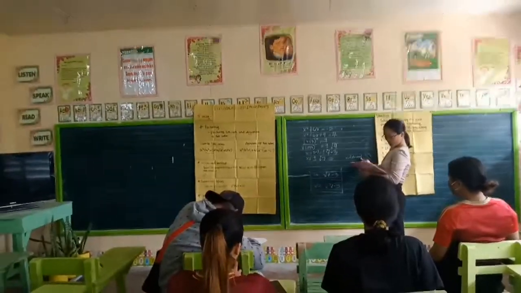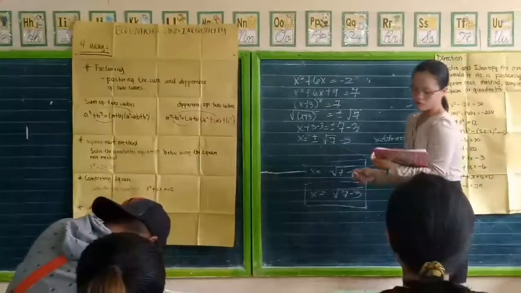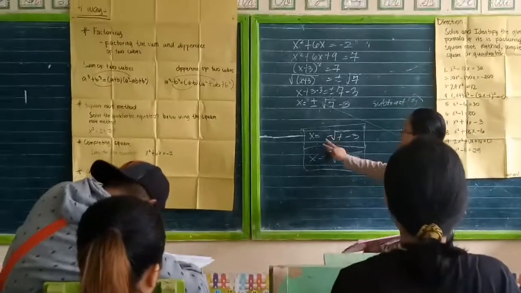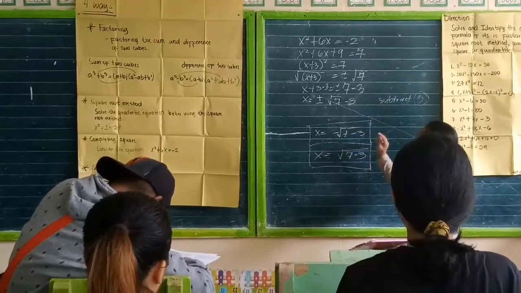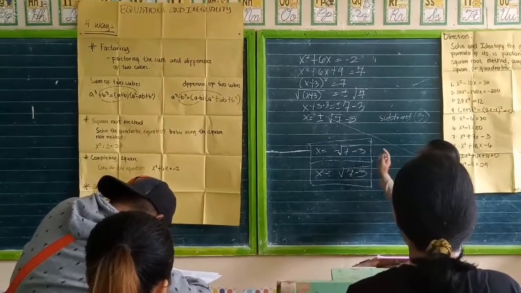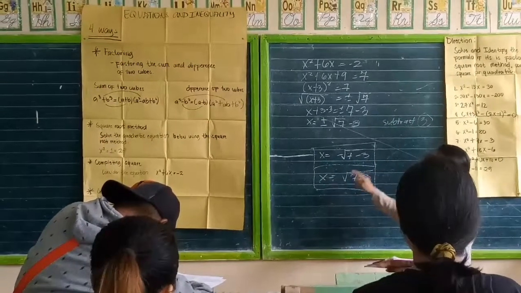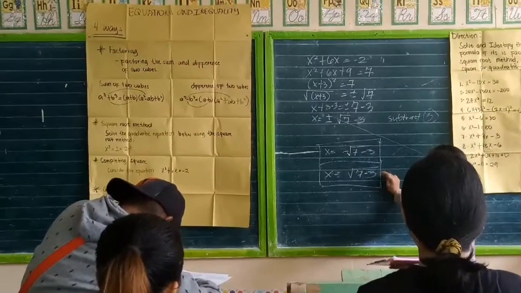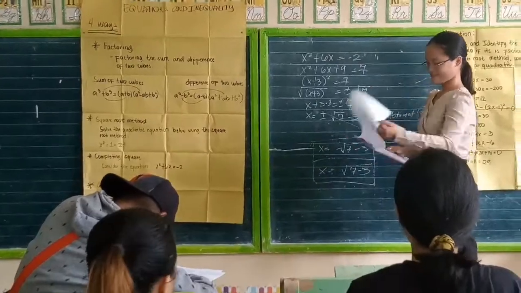So, in conclusion, the solutions are x equals negative square root of 7 minus 3, o pwede mo siya x equals square root of 7 minus 3.